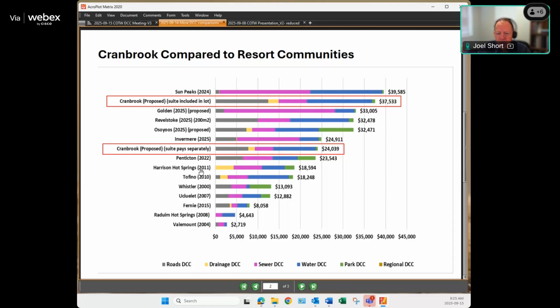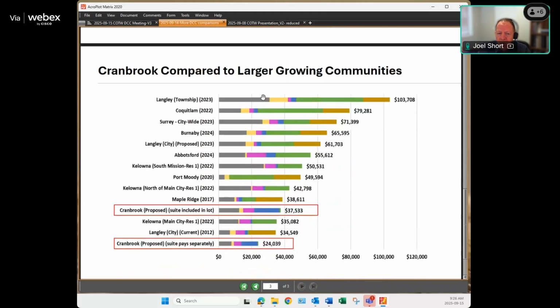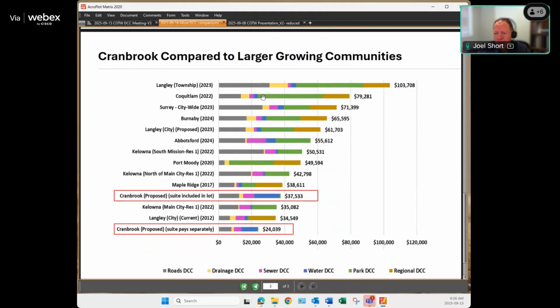Then you've got Penticton, Harrison Hot Springs, Whistler, Ucluelet, Fernie, Radium, and Radium is updating theirs now, and Valemount. And once again, you can see when you look at the age of these, the older ones that need to be updated are quite a bit lower, but any of the recent ones are definitely in that higher range. And then we can also compare to larger growing communities, maybe where other developers are conducting projects, and so this might be what they end up paying there.